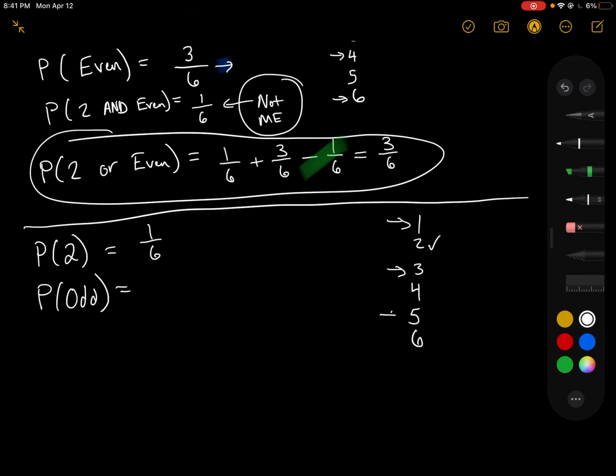So first off, probability that you roll a 2 is 1 out of 6. One of those outcomes is a 2. Probability that you roll an odd number this time is 1, 3, and 5.